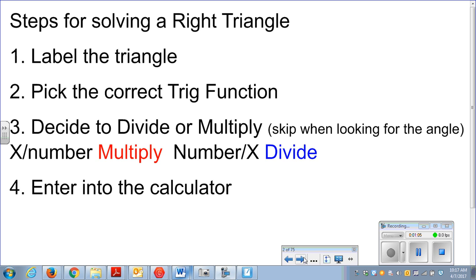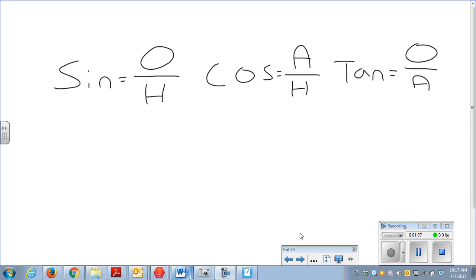You'll also want to know your trig ratios. Sine is opposite over hypotenuse. Cosine is adjacent over hypotenuse. Tangent is opposite over adjacent. Some people may know the memory trick SOHCAHTOA in order to remember those. Okay, so let's take a look at some problems and show those steps in action.